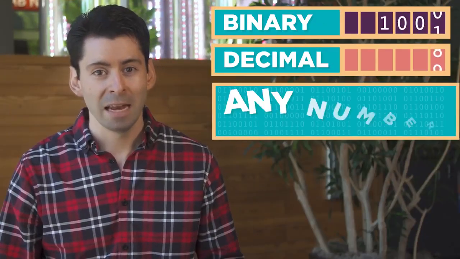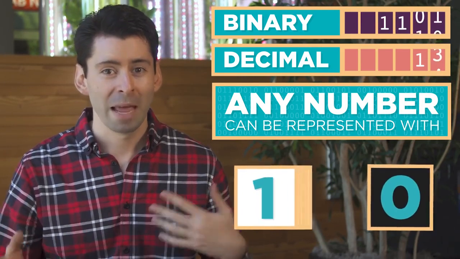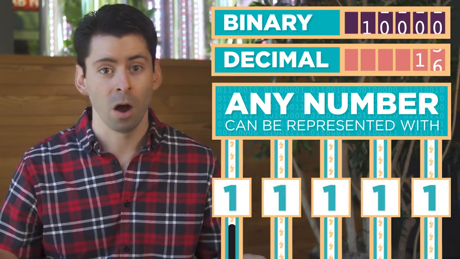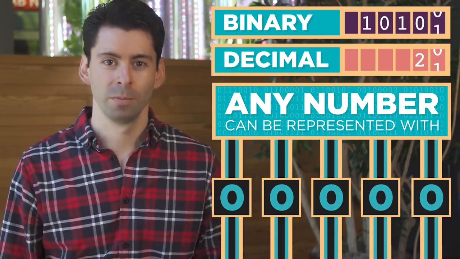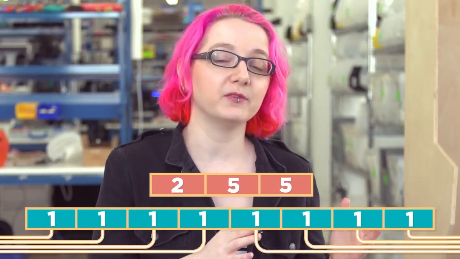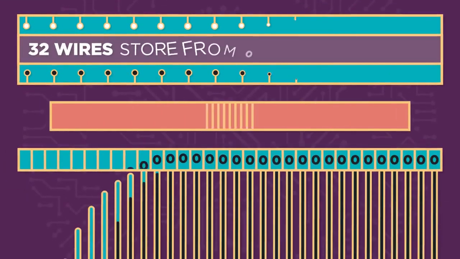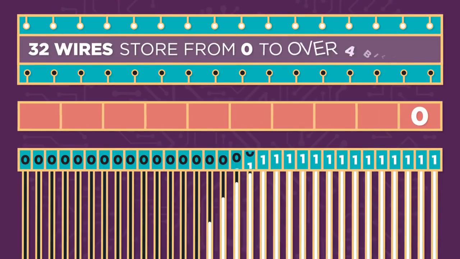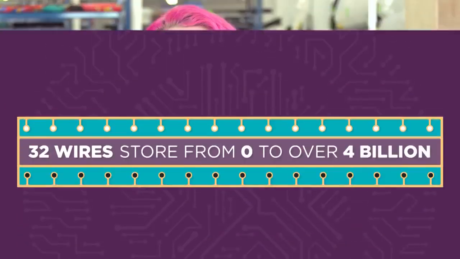What's important is that any number can be represented with only ones and zeros, or by a bunch of wires that are on or off. The more wires you use, the larger the numbers you can store. With 8 wires, you can store numbers between 0 and 255. That's 8 ones. With just 32 wires, you can store all the way from 0 to over 4 billion. Using the binary number system, you can represent any number you like.